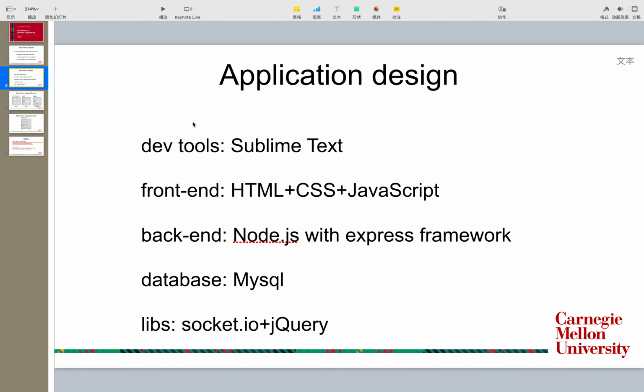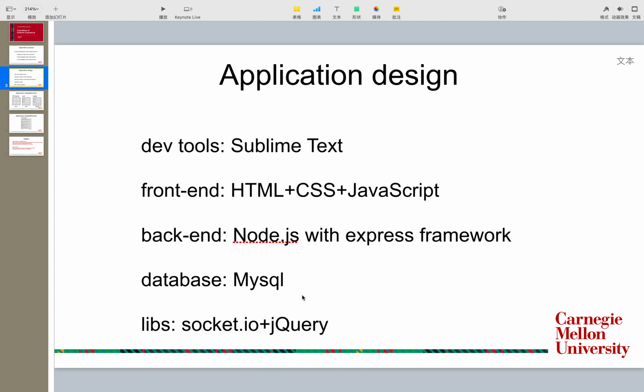And let's move on to the design part. I list all what I've used here. I used Sublime Text to edit codes, to build and to run the project. And for the front end, I used HTML, CSS, and JavaScript. And for the back end, I used Node.js with Express framework. And the database I use is MySQL. I chose this database to store users' ID and password, and also the messages information.